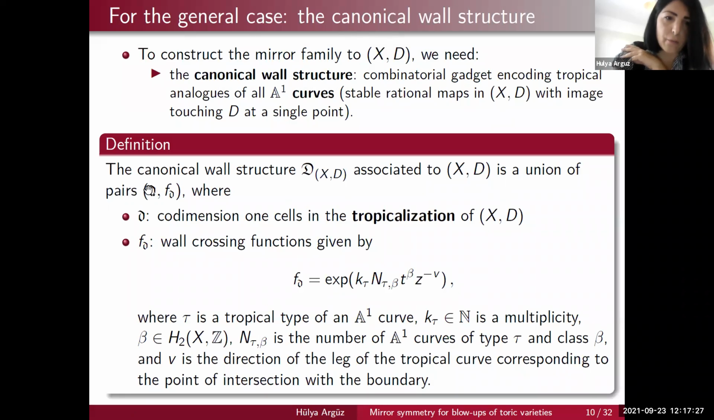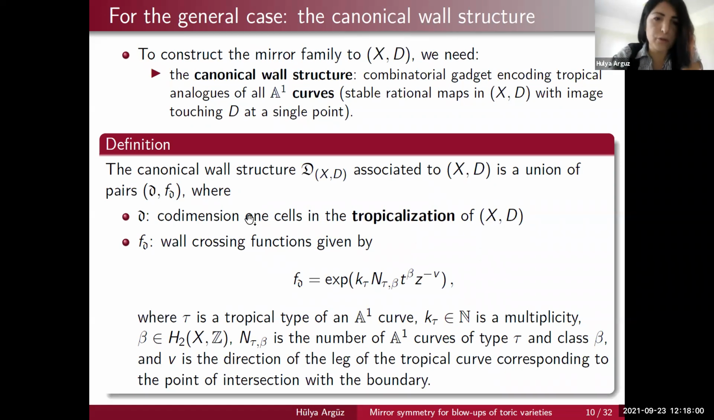So we define the canonical wall structure associated to a local ABR pair as follows. You look at the tropicalization of XD. There's a way to tropicalize a toric local ABR pair easily, which will just be the toric fan. In general, there's a way to tropicalize a local ABR pair. It only makes use of the intersection numbers of the components building your boundary D. And I will tell a bit more about this in a second on an example.